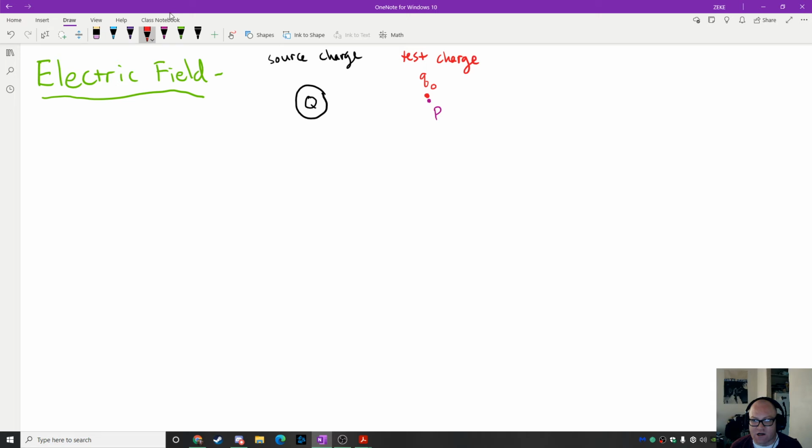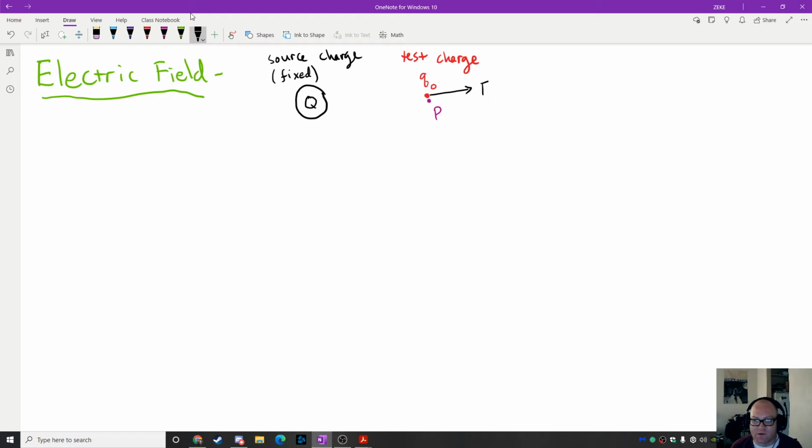So we assume that our source charge is fixed in place. It's not moving. What would the direction of the force on the test charge be? To the right, right? Yeah. So we have a force in this direction, and that would be what we obviously call the electric force.